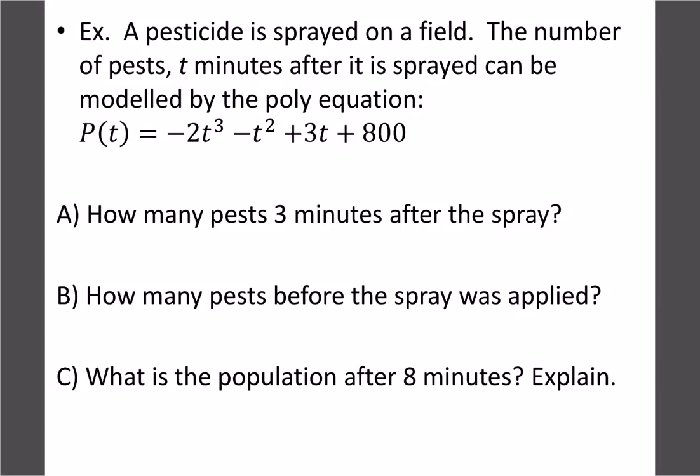So this one's giving us an equation to model a number of pests on a field. So you have a number of mosquitoes or whatever it is, and you're going to spray a chemical. So we have an equation that's showing that. So the first thing you want to do is actually graph this equation. So on your calculator, type in negative 2t cubed minus t squared plus 3t plus 800.